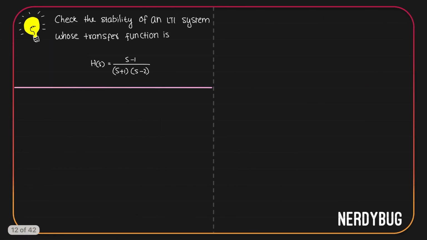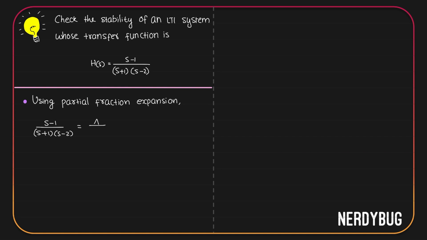Let us solve a problem based on this. We have to check the stability of an LTI system whose transfer function is given. H of s is (s minus 1) divided by (s plus 1) into (s minus 2). Let us start by using partial fraction expansion on this. H of s is (s minus 1) divided by (s plus 1) multiplied by (s minus 2). We have to write it in this form: A divided by (s plus 1) plus B divided by (s minus 2).